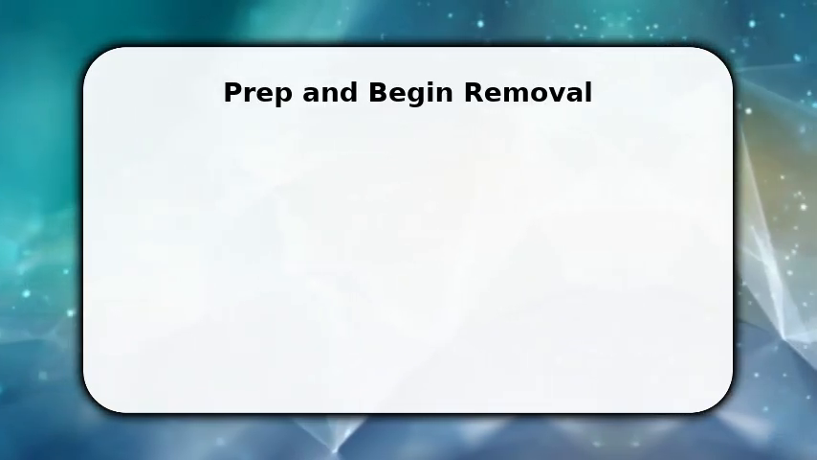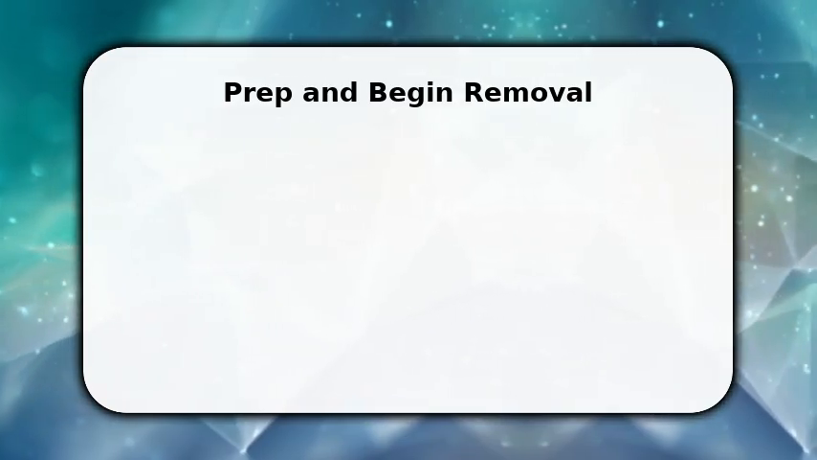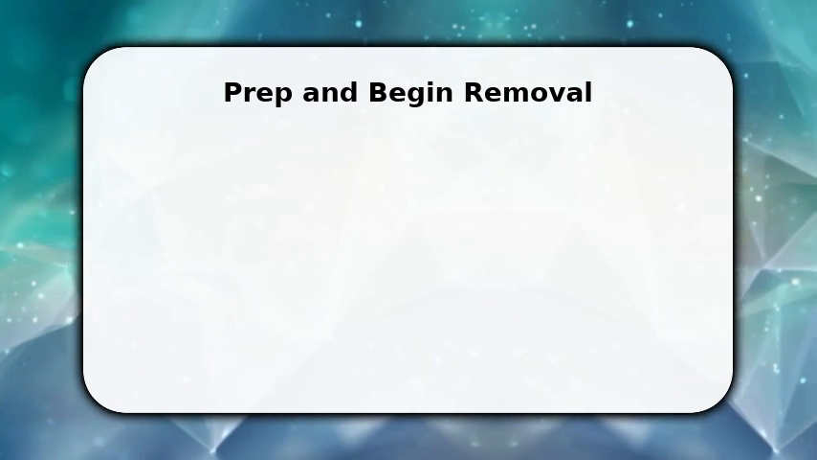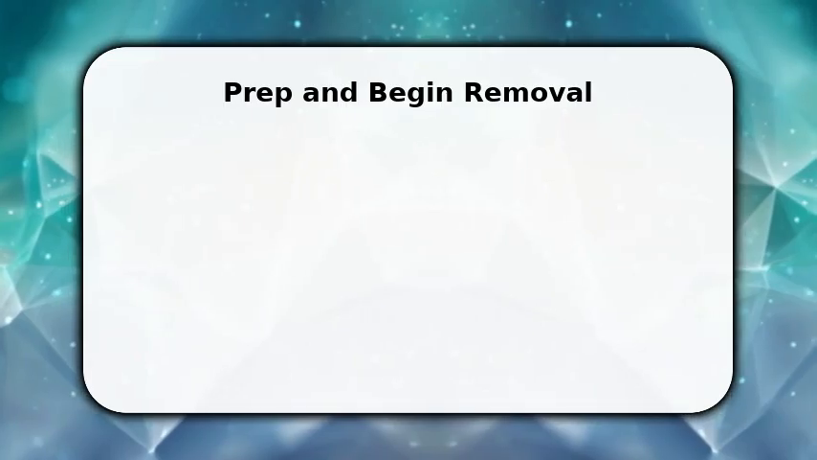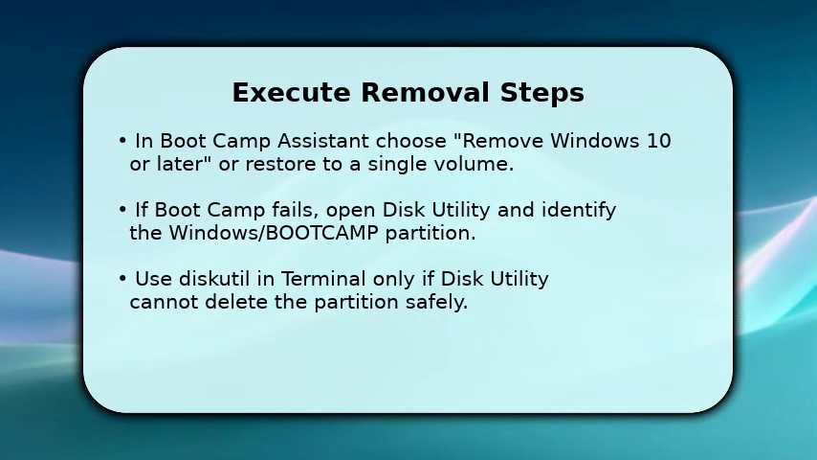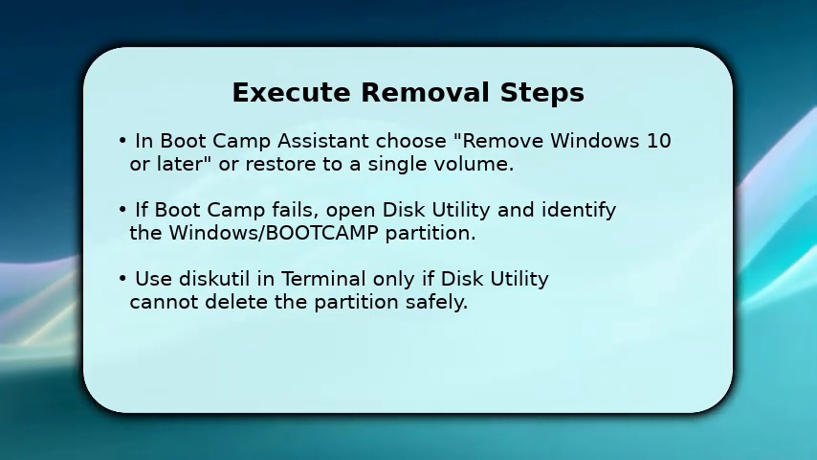This tool understands the partition layout and offers the safest removal method. Follow the on-screen prompts to remove Windows. You do this because Boot Camp will restore the disk to a single Mac OS volume reliably. Once Boot Camp Assistant begins, confirm the Windows partition and select Restore to a single Mac OS volume. This merges space back into Mac OS automatically.